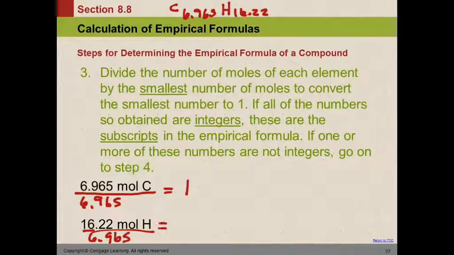6.965. So 16.22 divided by 6.965, and you get 2.329. Is that a whole number? No. Is it really close to a whole number? No, not really.